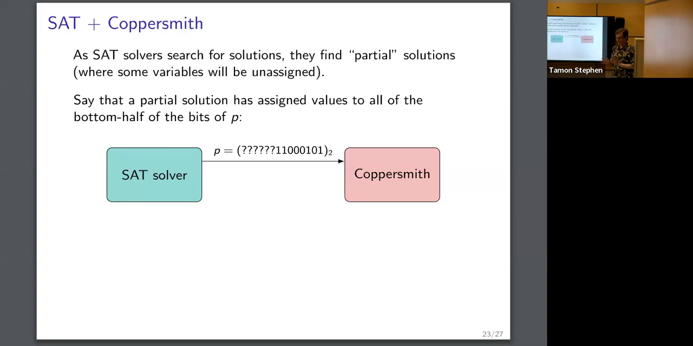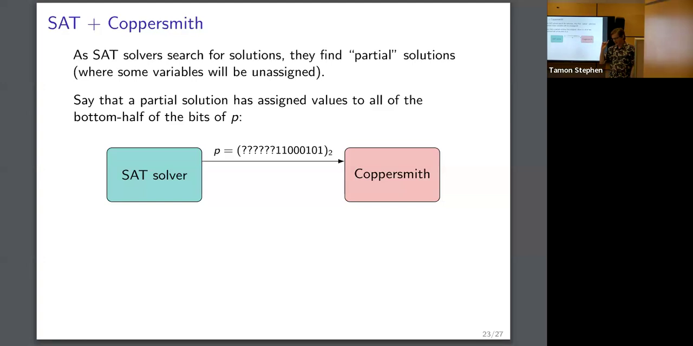Okay, so in this case, there will be a solution. We know there is a prime factorization, and at some point in that whole process, we can be in a scenario like this, where let's say we've made guesses for at least the low bits of P. So the low bits of P are 1, 1, 0, 0, 0, 1, 0, 1. The high bits of P are unknown, they're question marks. So what the SAT solver on its own would do is try to assign 0 or 1 to the question marks, and it's going to keep doing that until it has found all of the bits of P.